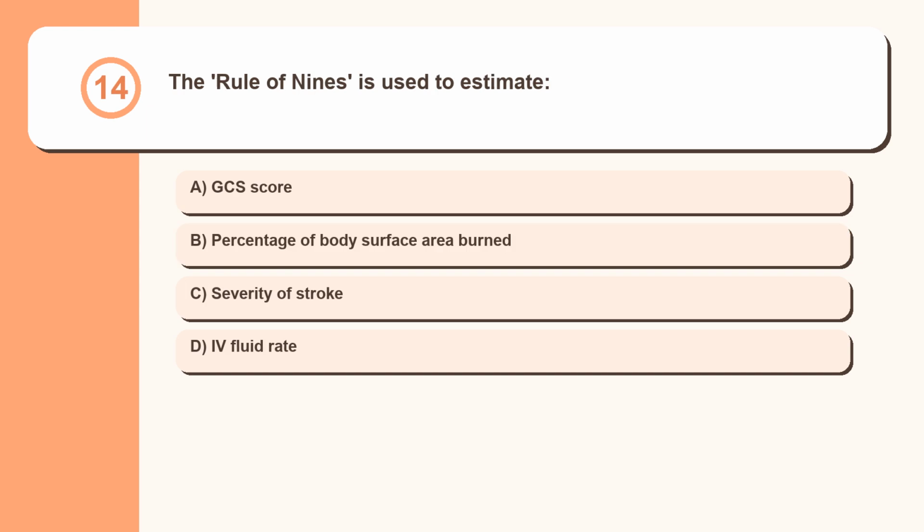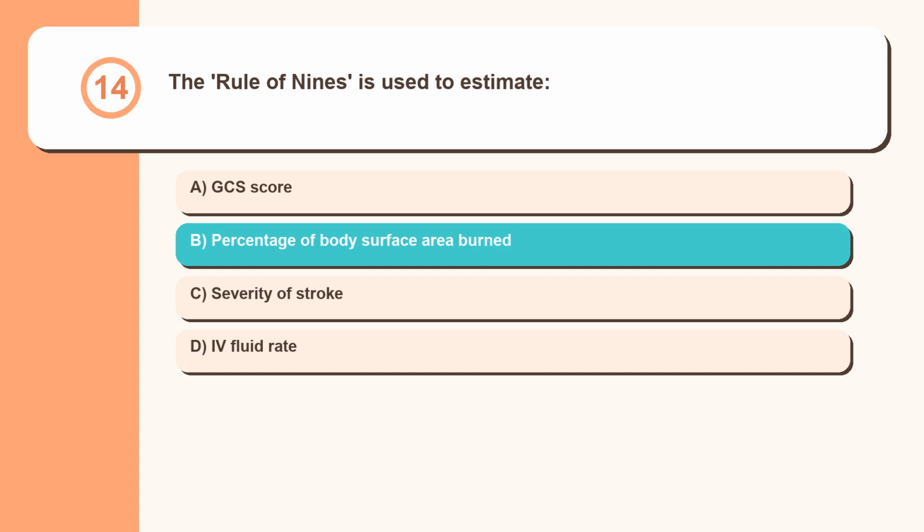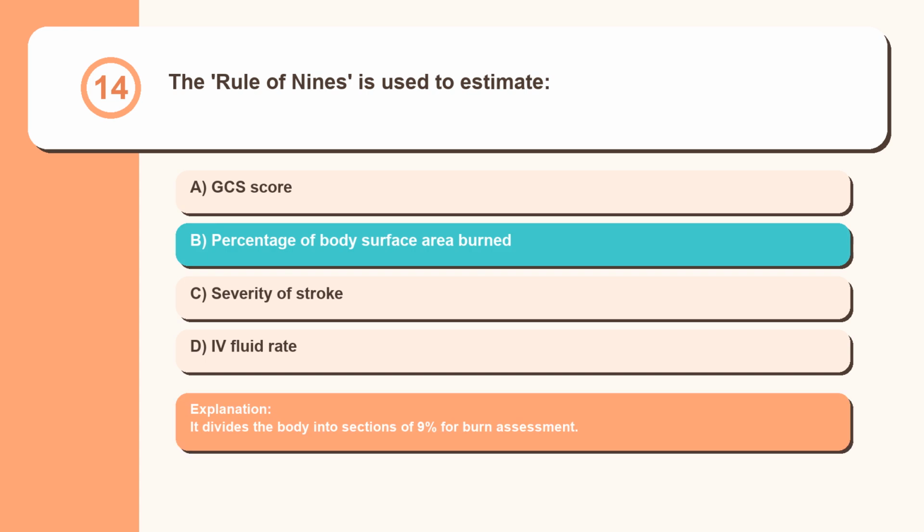Question 14. The rule of nines is used to estimate GCS score, percentage of body surface area burned, severity of stroke, for fluid rate. It divides the body into sections of 9% for burn assessment.